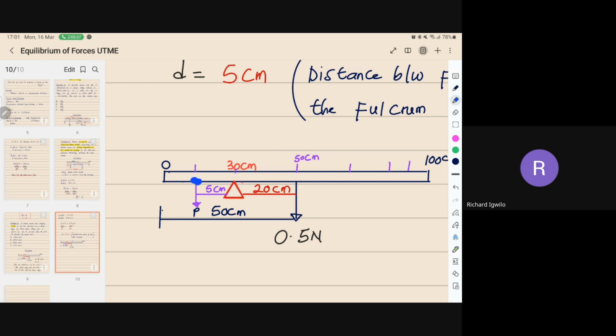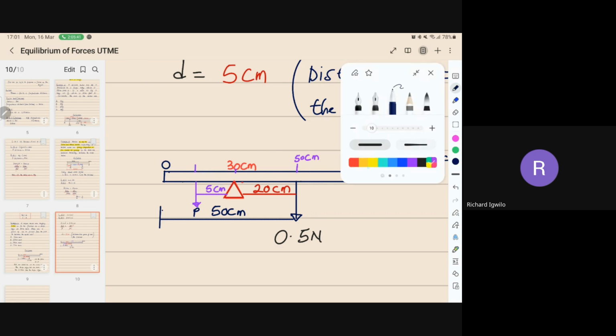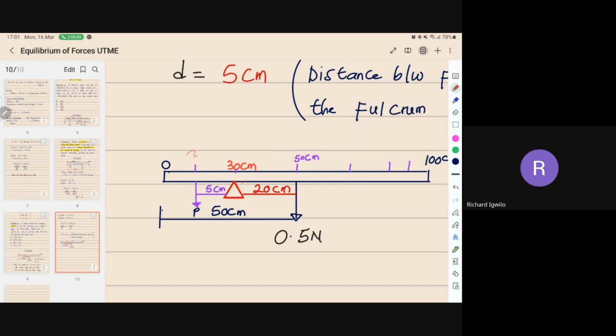Now, at what mark would this thing be? If here is 30, 30 minus 5 is 25. So here now is going to be what? The mark here for that force is at the 25 centimeter mark.